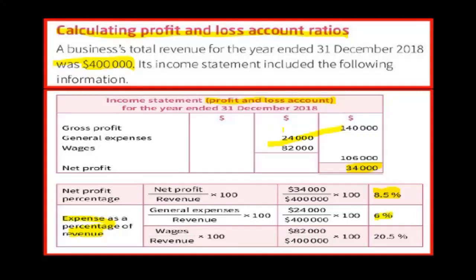And then we have wages. We can pick an individual account like wages, 82,000.